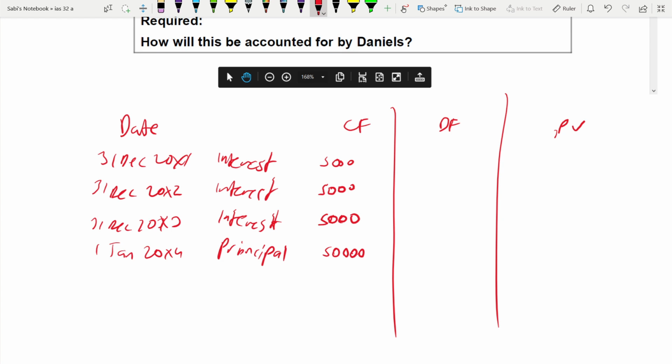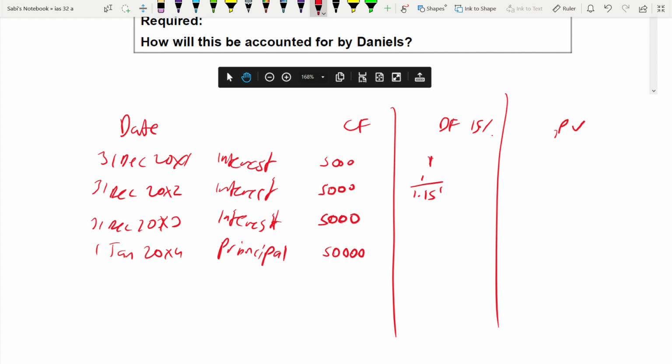Discount factor is at 15%. Okay, so once you do that 15%, how are you going to do it? You can use the discount factor table given to you in the exam. It will be given to you, right? In your exam, the formula, the table, discount factor table, everything will be given. In case you want to know how to do it manually, that also you can do. This is how you do it: 1 divided by 1.15 to the power 1, because this is for the first year.